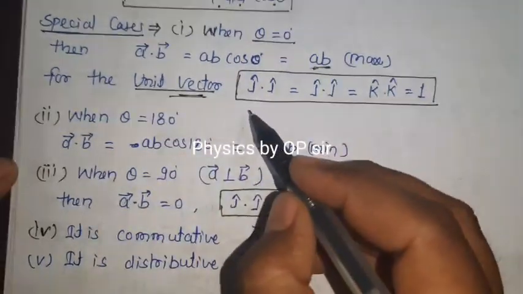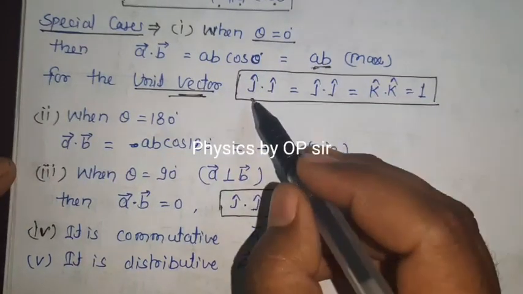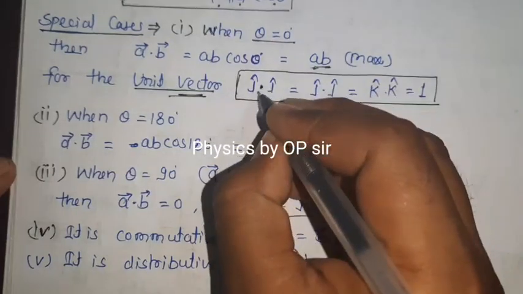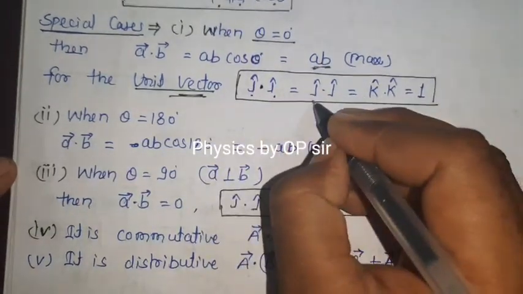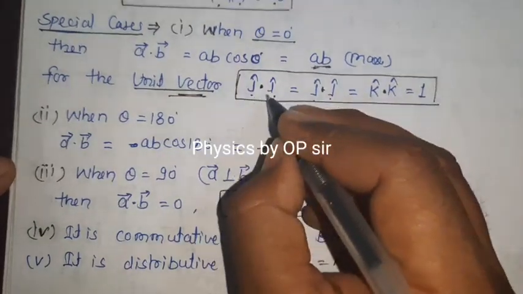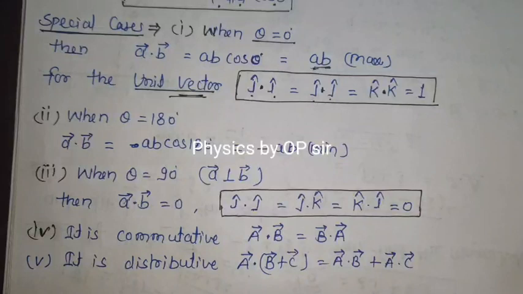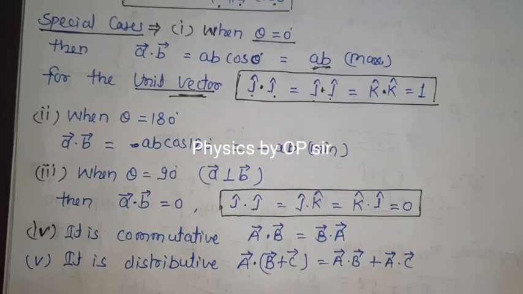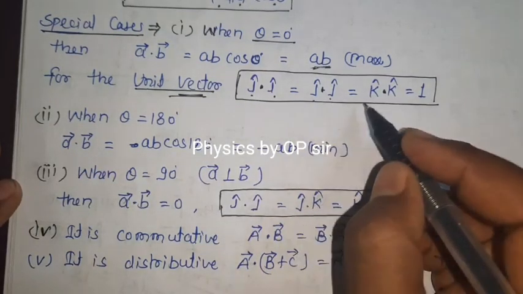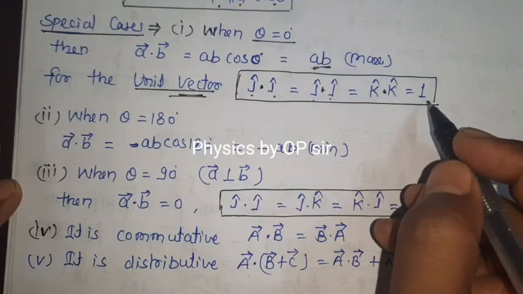It can be useful for the unit vectors also. We know the unit vectors are i cap, j cap and k cap. Consider the dot product of i and i, the dot product of j and j, and the dot product of k and k. So i dot i means the angle between i and i is 0. So their product is i multiplied by i, which is i square, and the value of the unit vector i square is 1. In the same way, the value of j dot j comes 1, and the value of k dot k comes 1.